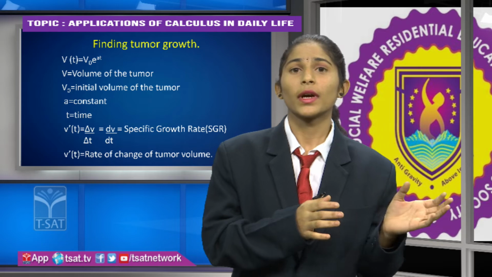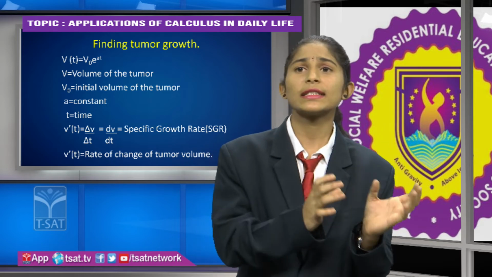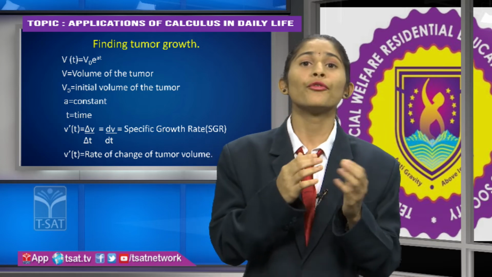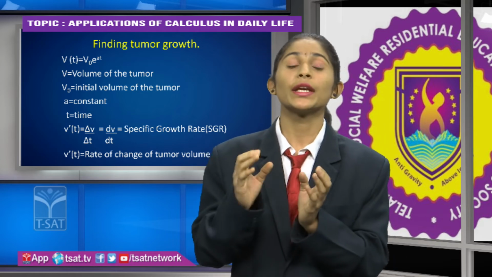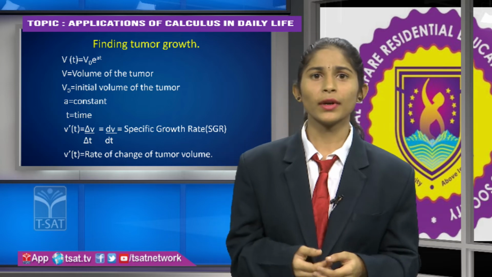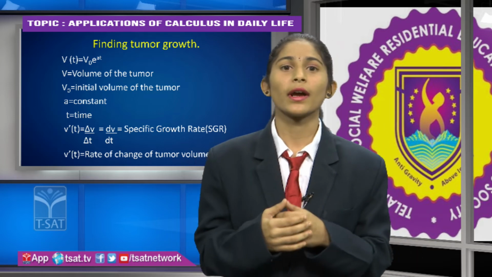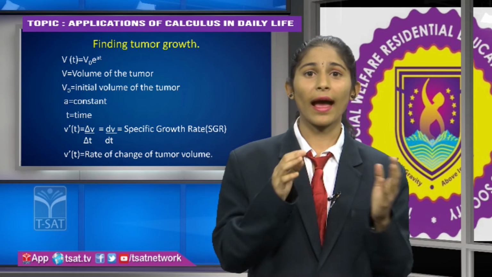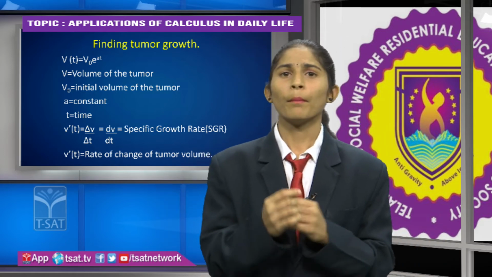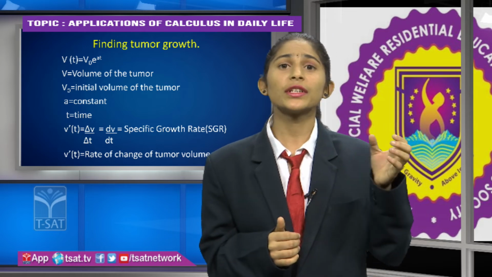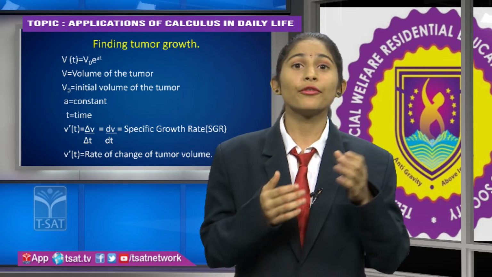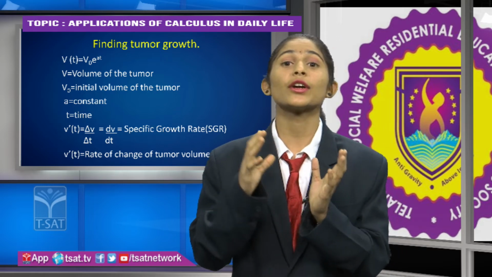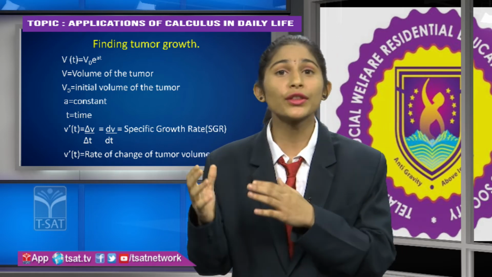Here the model given is V of t is equal to V naught e power a t. Here V is the volume of the tumor and V naught is the initial volume of the tumor, a is the constant term and t is the time. By using calculus, we differentiate this equation, then we get the first derivative. This helps the doctors to predict the growth of a tumor and its trajectory in the future.